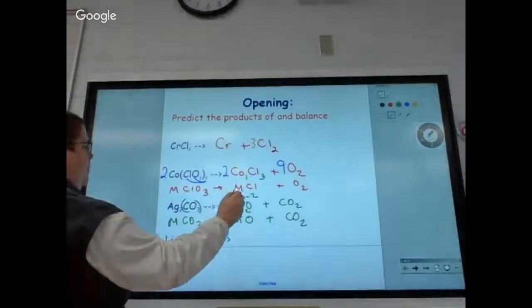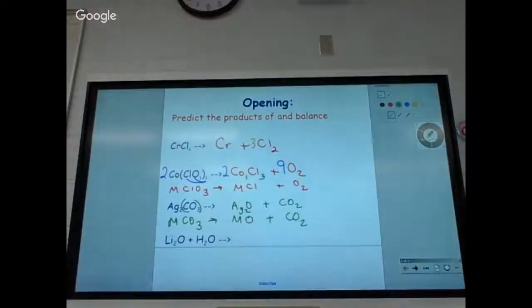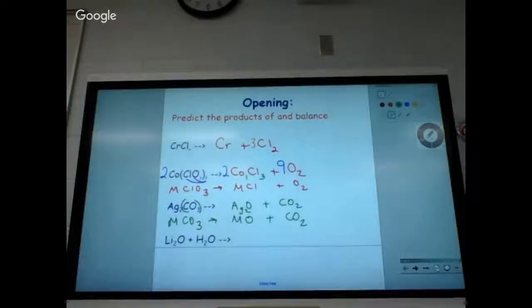Get rid of those. What do I need to do to balance? Nothing. It's balanced.